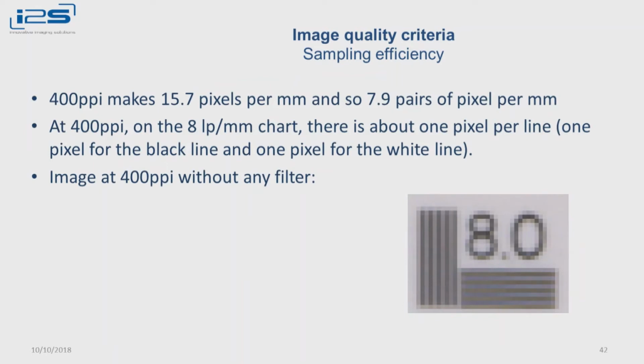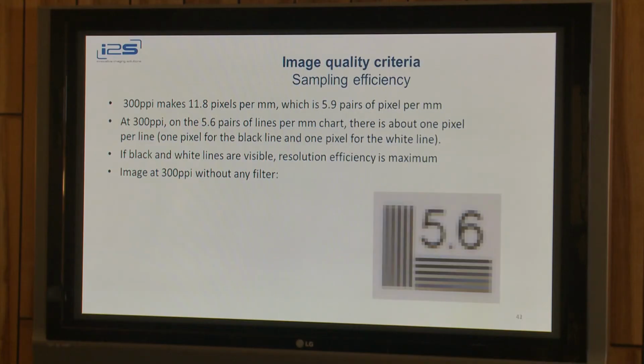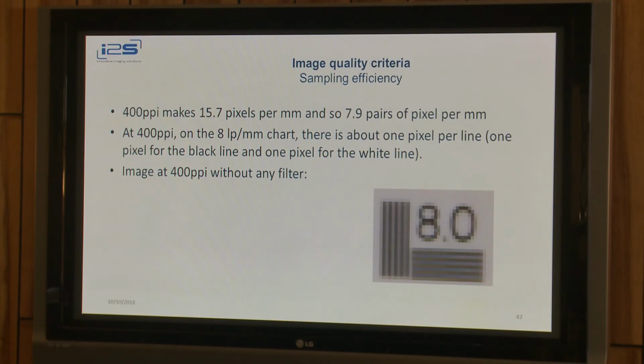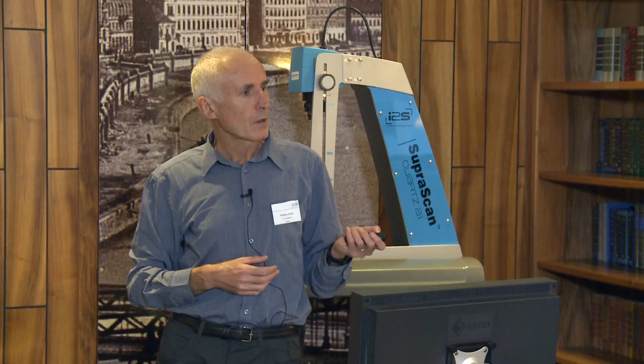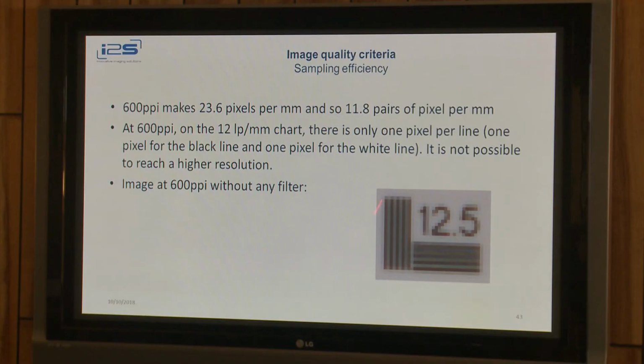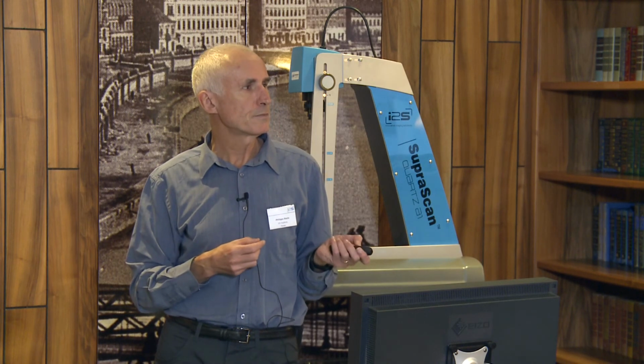At 400 dpi, I have to look at 8 pairs of lines per millimeter. If I can see this line, that means the focus of the scanner is okay. If I cannot see them, if I can see only this one, for example, that's not very good. And if you go to 600 dpi, you should be able to scan about 12 pairs of lines per millimeter. So on the chart there is 11 and 12.5, so that's why we look at both. And we should be able to see the line here if you have a very good sharpness. So I can have an idea if my scanner is good or not, but I still don't get any number.